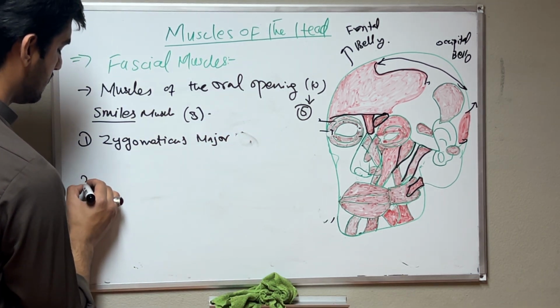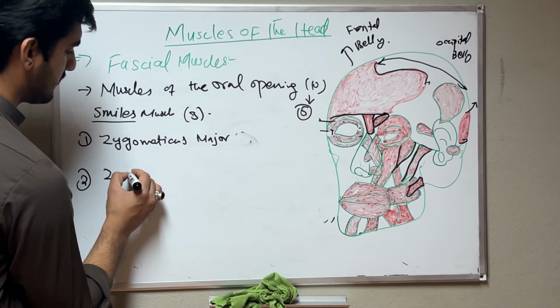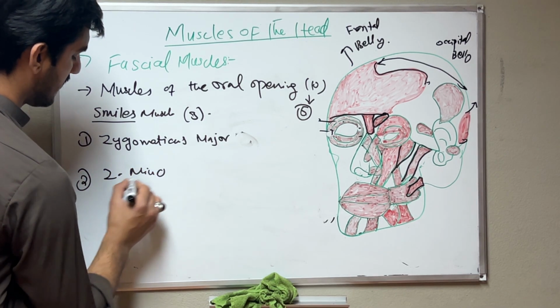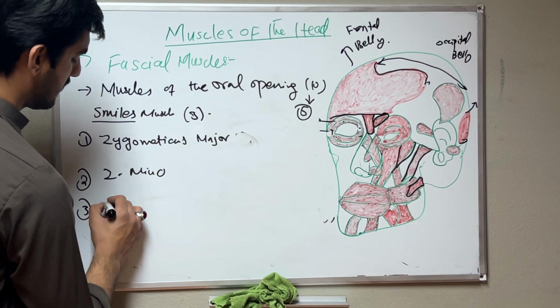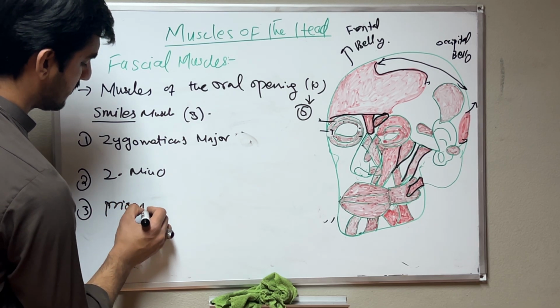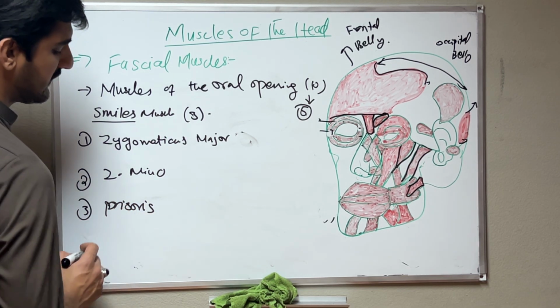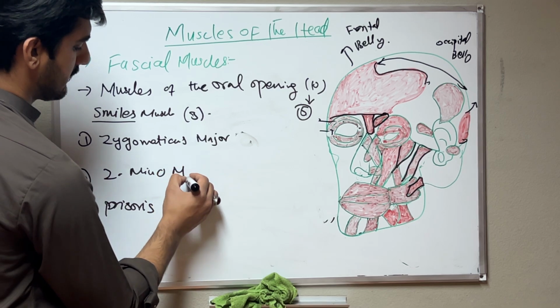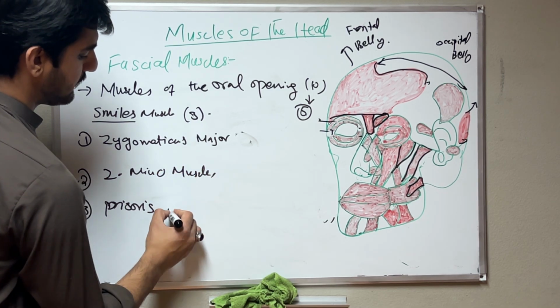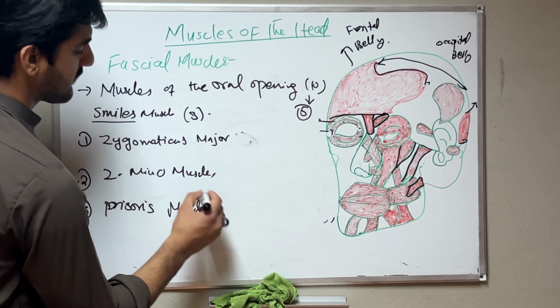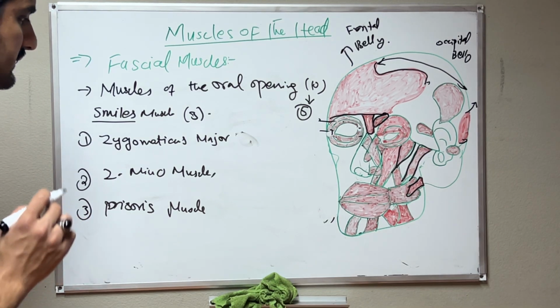Zygomaticus minor, and the third one we have the risorius muscle. I will write muscle also. Now the origination of these muscles.